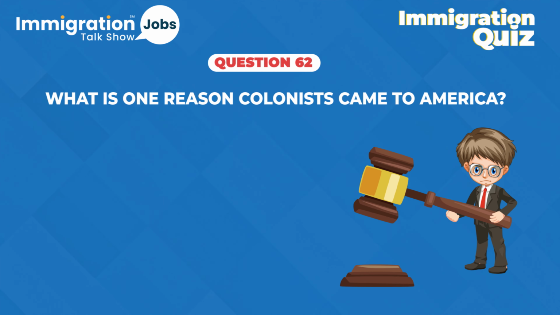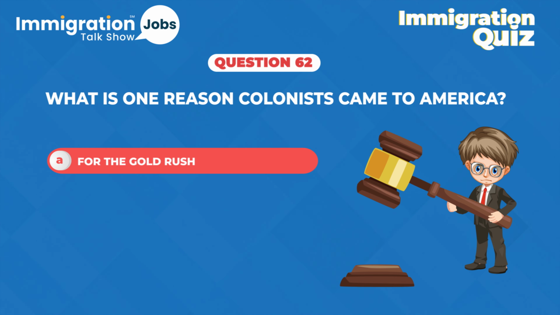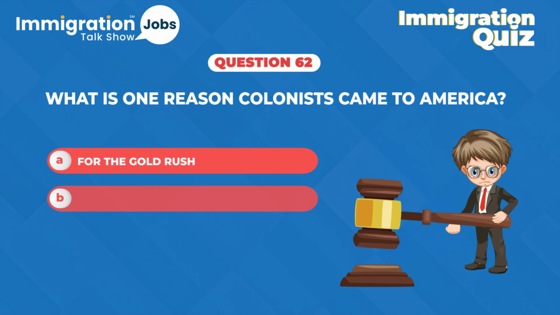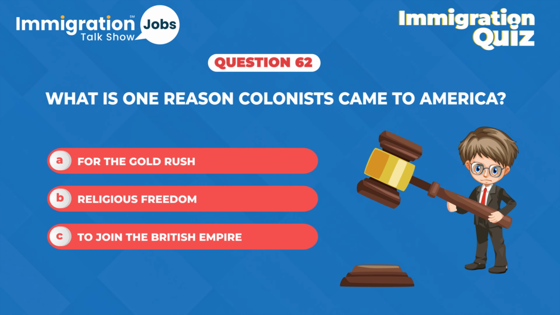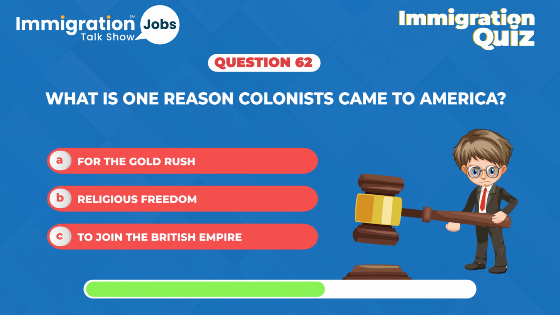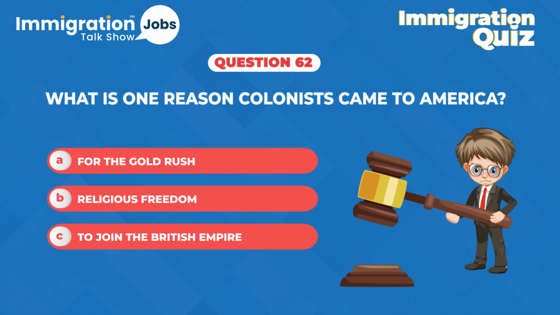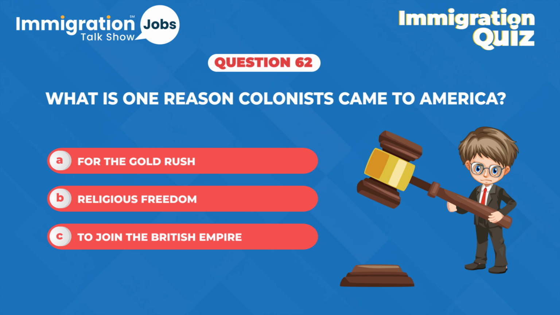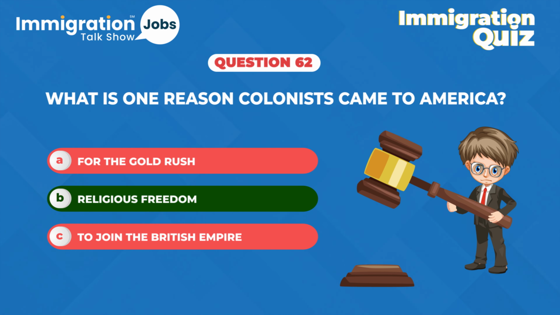What is one reason colonists came to America? Option A, for the gold rush. Option B, religious freedom. Or option C, to join the British Empire. And the correct answer is option B, religious freedom.